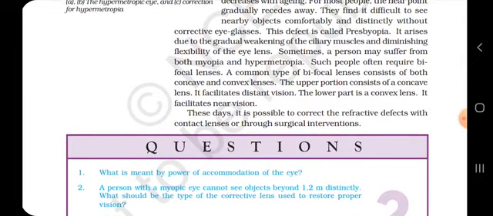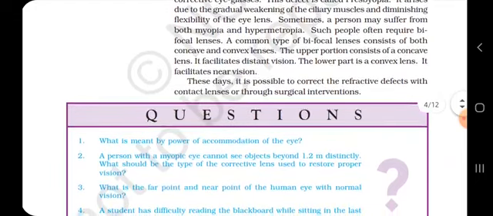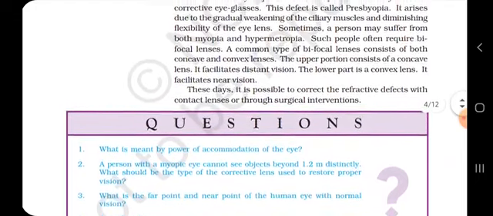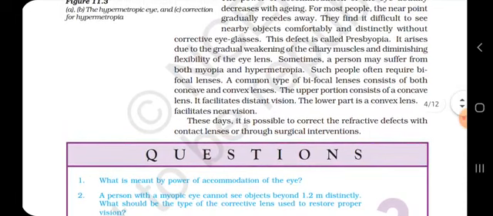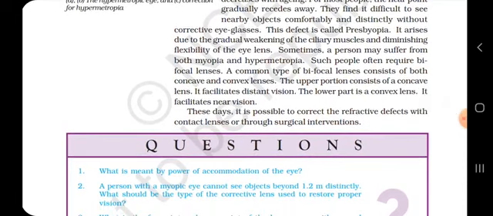These days it is possible to correct refractive defects with a contact lens or through surgical interventions. You can use a contact lens that you wear directly in the eye, or you can also do surgical operations.